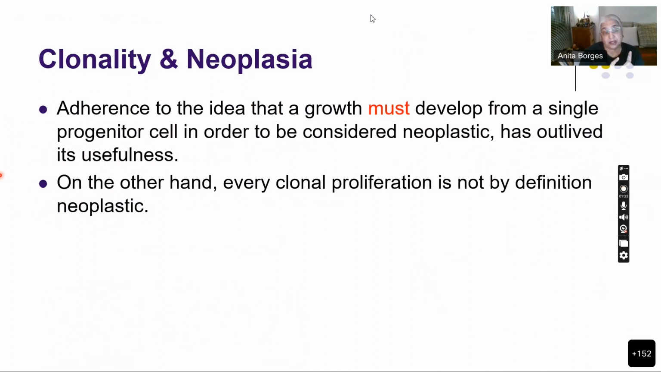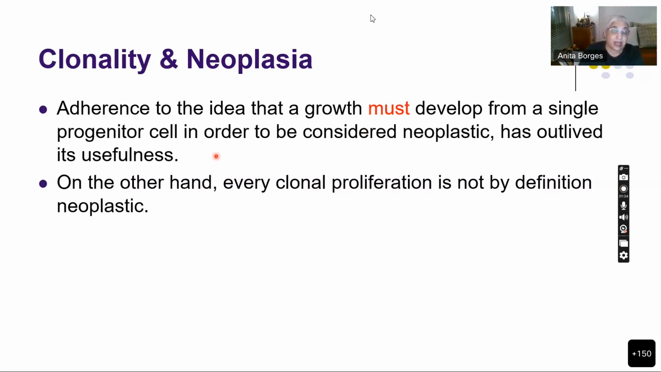Because we are using, like I told you, the 14-18 translocation. And you say that's the fingerprint of a follicular lymphoma. If I find a tumor and in that I find the 14-18 translocation, I say, yes, that is because it is monoclonal. But does that happen always? And does it always happen in a solid tumor? I don't know. It must develop from a single progenitor cell in order to be considered neoplastic. I think that this idea has outlived its usefulness.